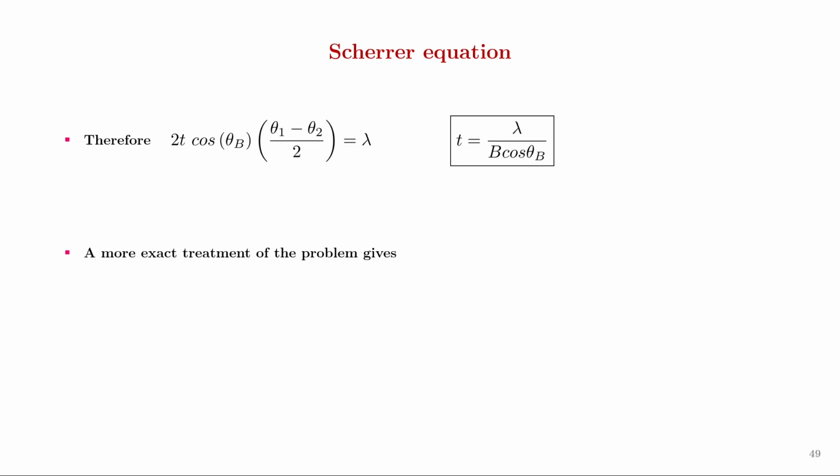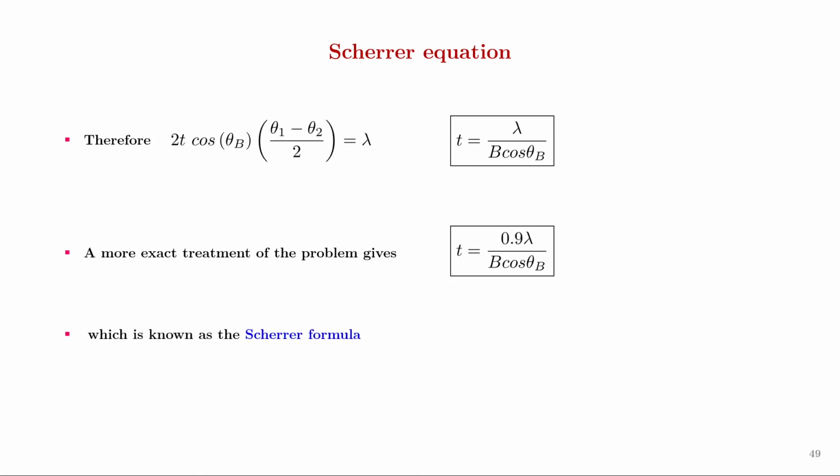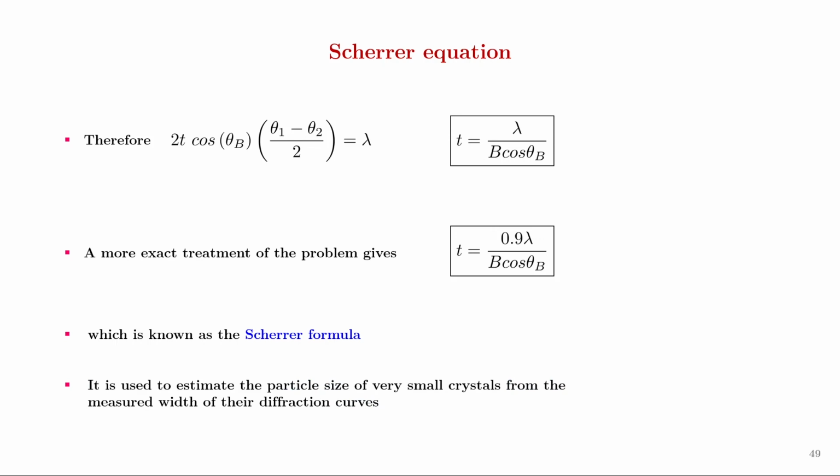A more exact treatment of the problem gives t equal to 0.9 lambda over B cos theta b. And this equation is known as the Scherrer formula. And the Scherrer formula is used to estimate the particle size of very small crystals from the measured width of their diffraction curves.